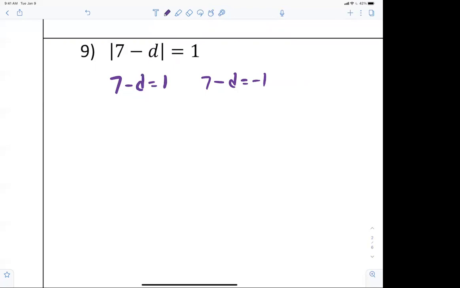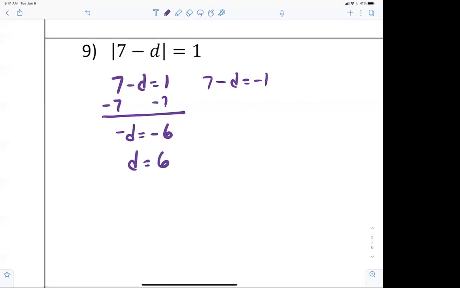Negative d equals. Now what do I have to do to both sides? Minus 7 from both sides. So negative d equals negative 6. Now this is where some of you, I can help you if you would let me. You're just solving the equations. Now a negative variable just means change the signs. So now I have d equals what? 6. That's it.